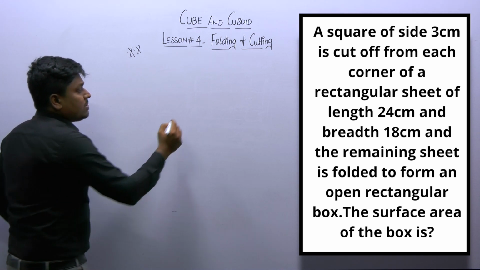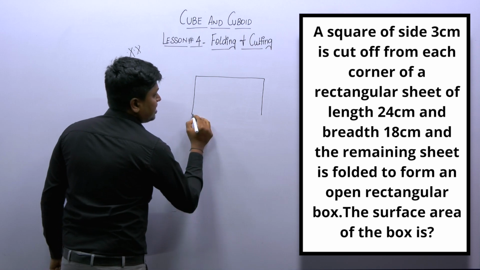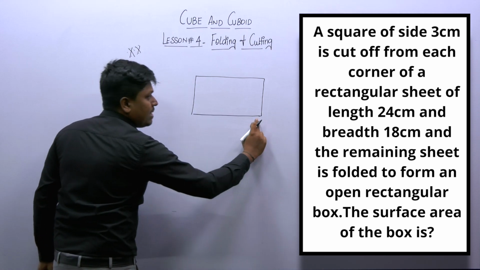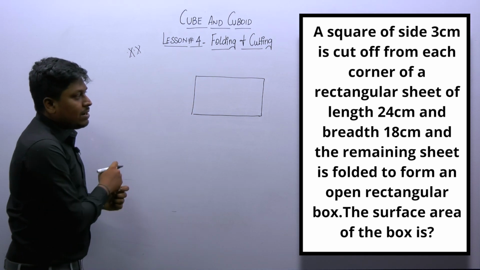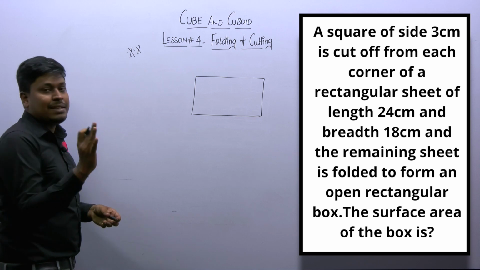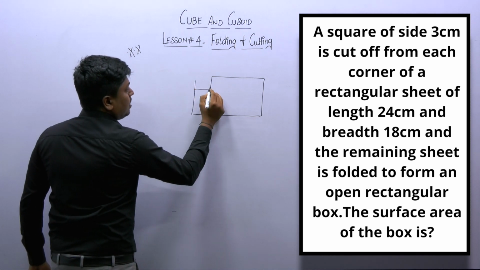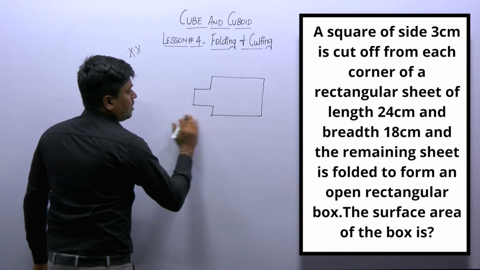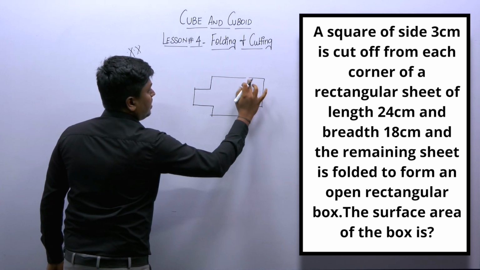Here you can see that initially there will be a rectangular sheet, with a length of 24 centimeter and a breadth of 18 centimeter. At every corner, how many centimeter is cut off? 3 centimeter is cut off. So we can eliminate this small region, got it? Similarly, at every corner 3 centimeter is cut off. So this region will be cut off, and this region.